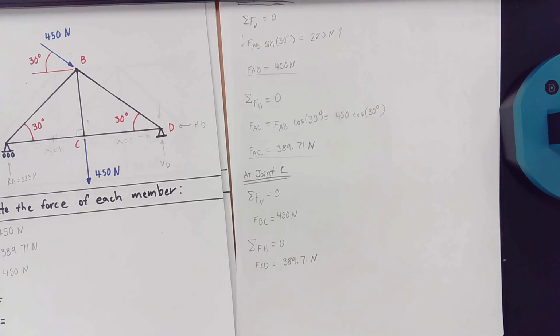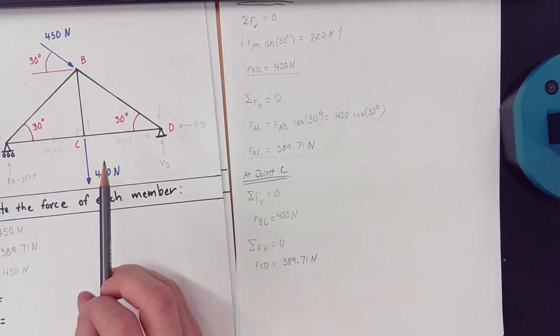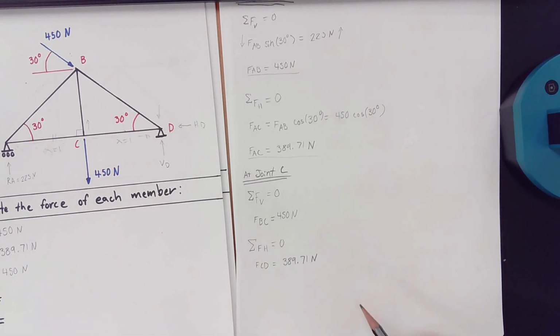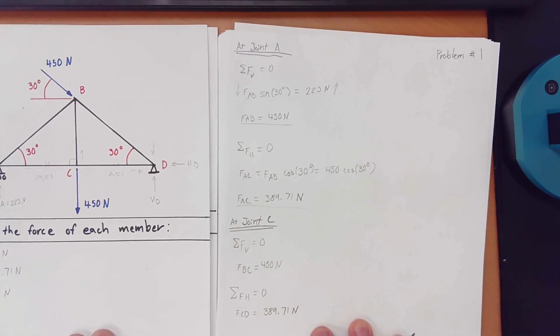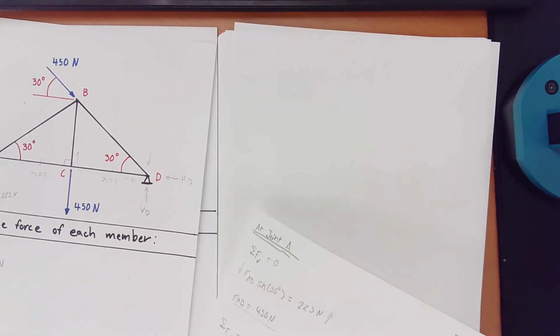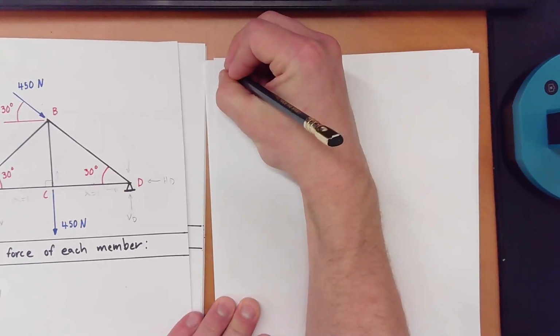Okay, moving on. Now here's another one that is kind of simple, a little bit more tricky in this one. Joint C was probably the easiest because it's very square. There's not a lot of angles to calculate. So let's go to the next page and look at joint B. All right, joint B.